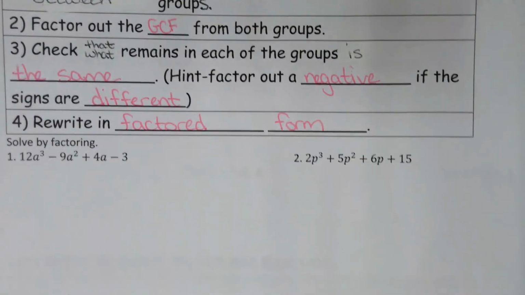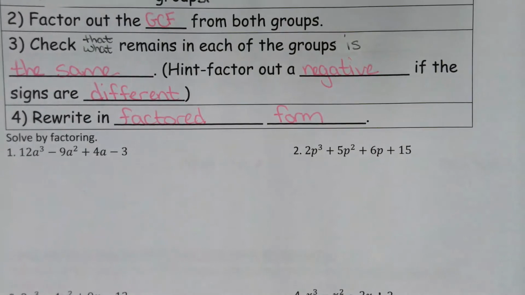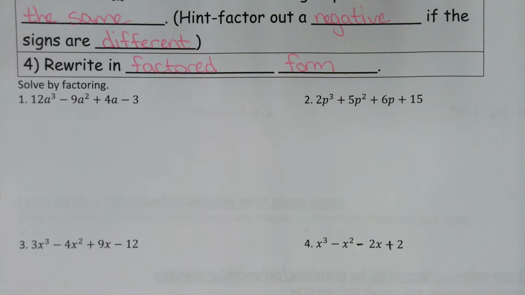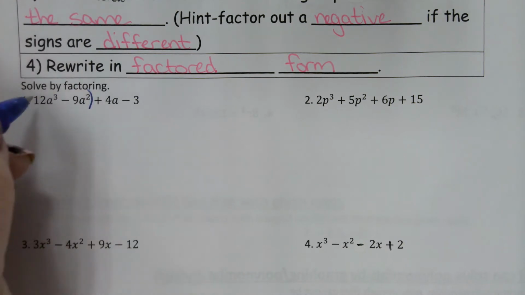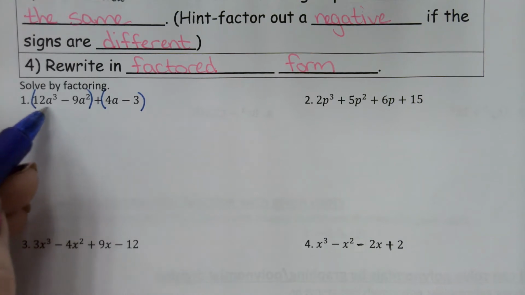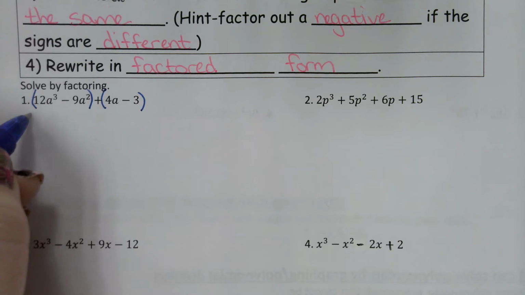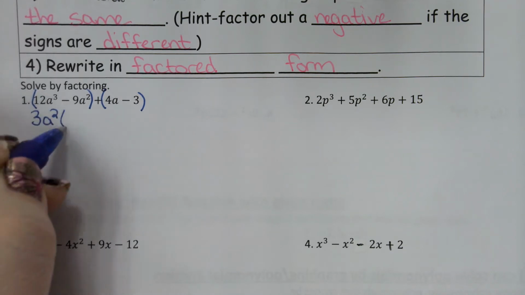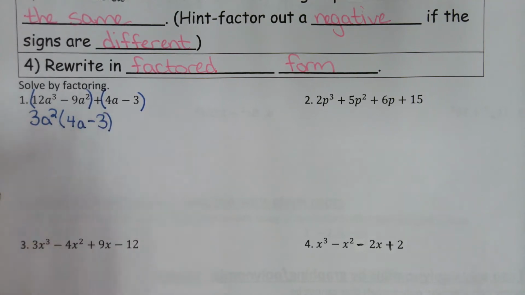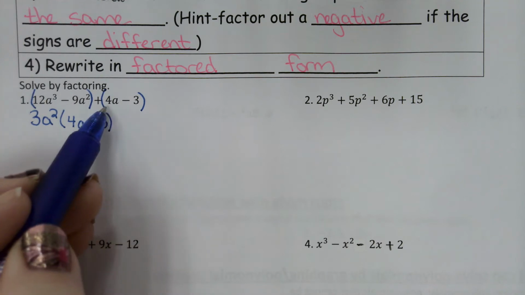Let's take a look at number 1. To solve this by factoring, I notice that this has 4 terms, so I'm going to use factoring by grouping. I'll split this into 2 separate groups, leaving a plus sign in the middle. Then I'm going to take out what I can from each set of parentheses. So I can take a 3 and an a squared out of the first set of parentheses, 3a squared, leaving me with 4a minus 3.